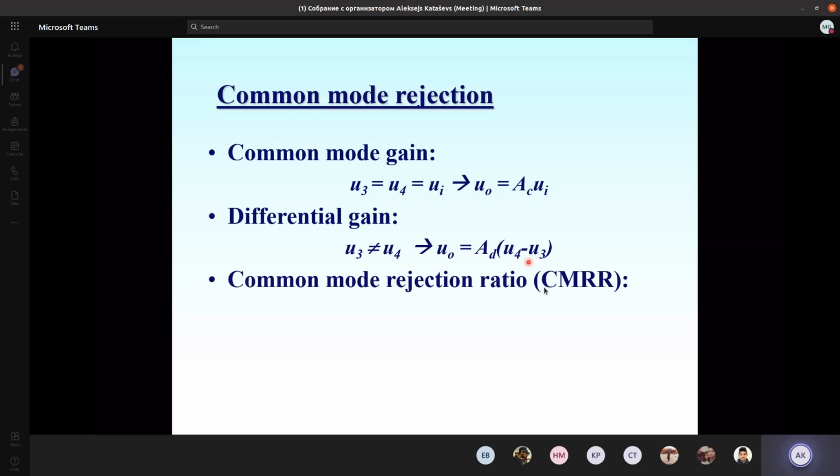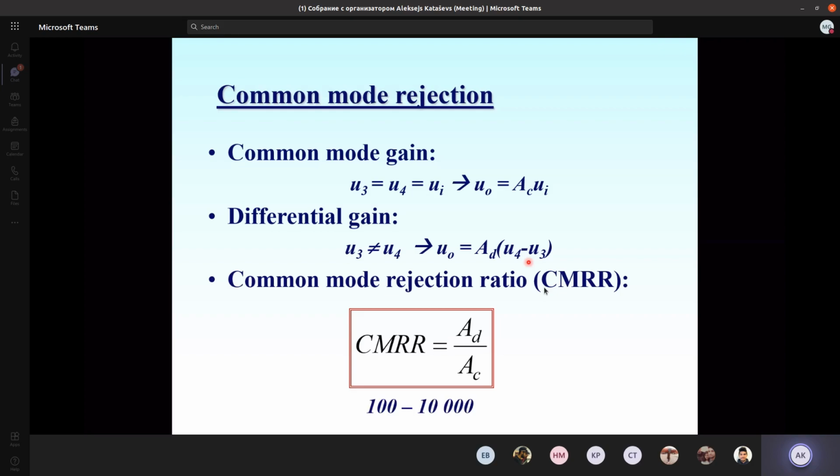And then we define for the differential amplifier the common mode rejection ratio, or CMRR. The common mode rejection ratio is defined as a ratio between the differential gain and the common mode gain. So the value of this ratio should be very high. For typical differential amplifiers, it easily could be from 100 for the very poor amplifiers to up to 10,000 for the more or less good amplifiers.